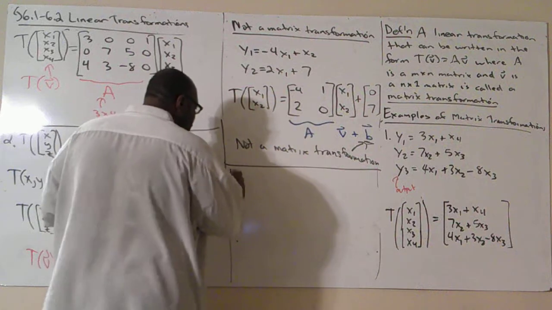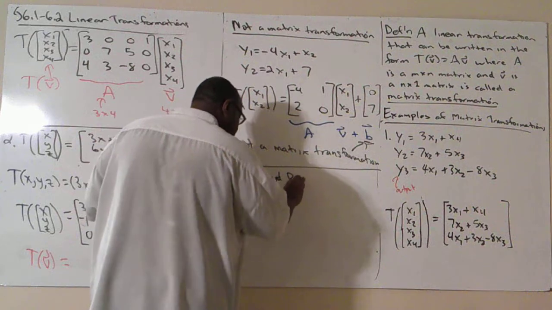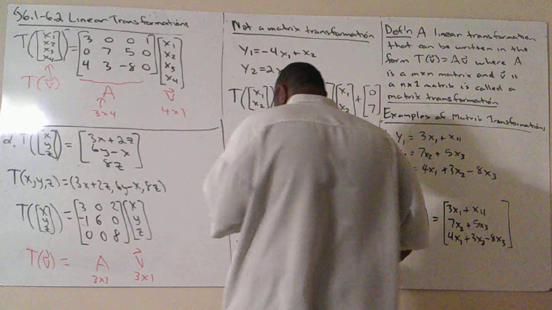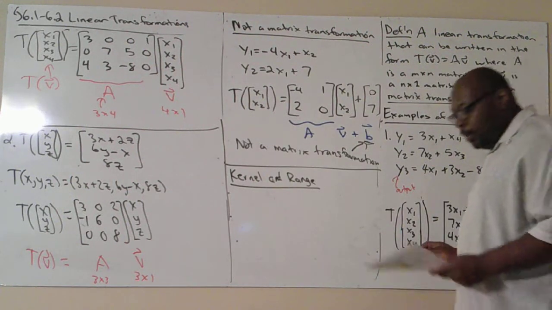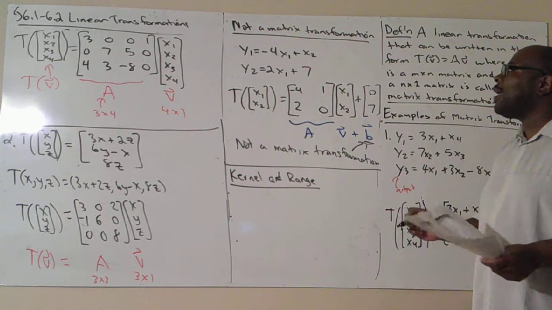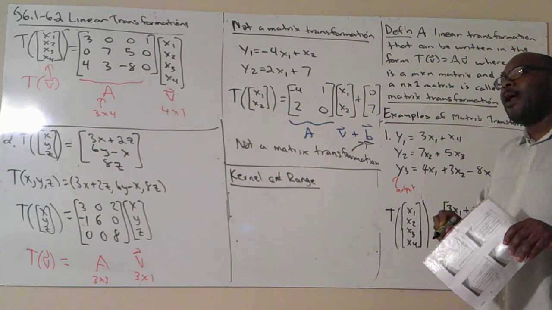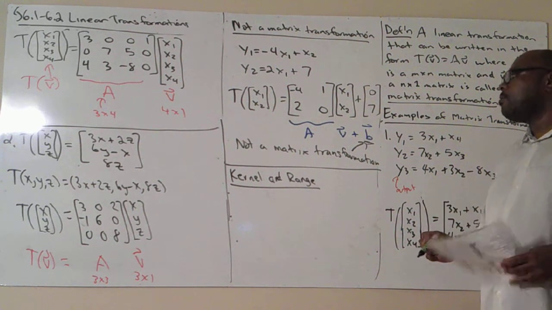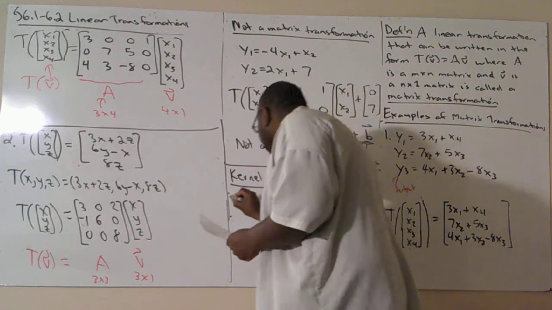So definition, kernel and range. That's what we want to talk about. I can talk about the kernel and range of a linear transformation altogether. We're going to give the definition of a kernel and range for a linear transformation, but then we're only going to do it for a matrix transformation, just for the sake of time and my sanity. Let's do it. Definition.